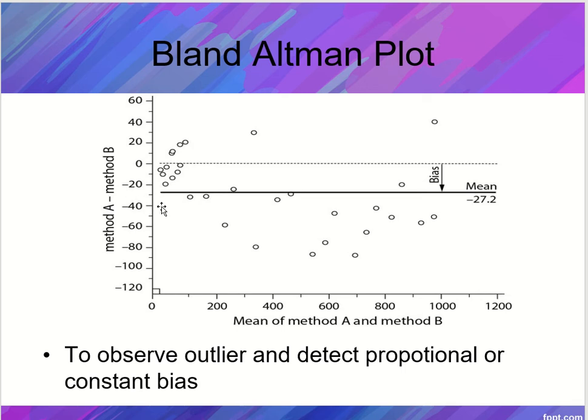So for this example, you can see there is constant bias, and it is constant bias because of this mean. It seems that the tested method is giving a much lower result compared to the available method or reference method.